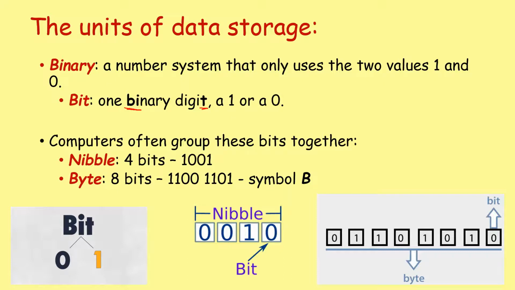We often like to group these bits together. We have the nibble, which is 4 bits. 1001 would be an example. But more importantly, we have bytes, and that's a group of 8 bits, for example 1001101, the symbol for which is usually a capital B.